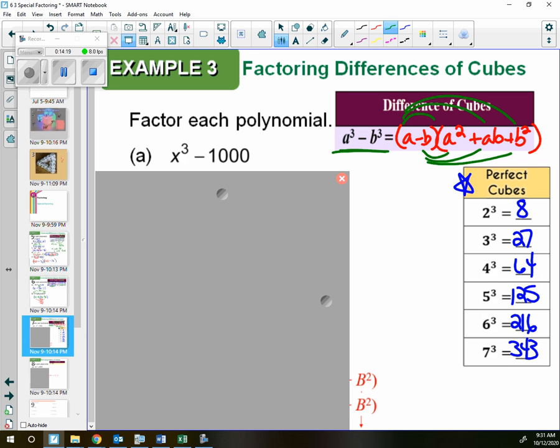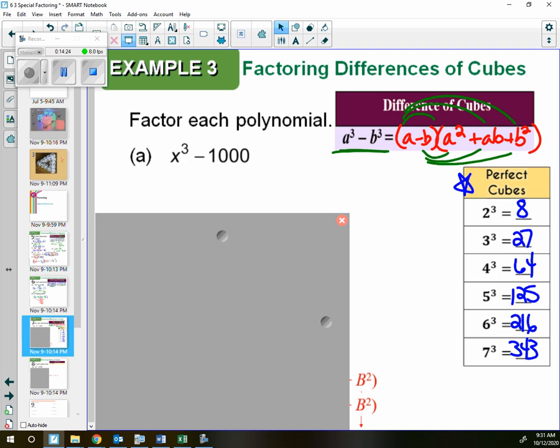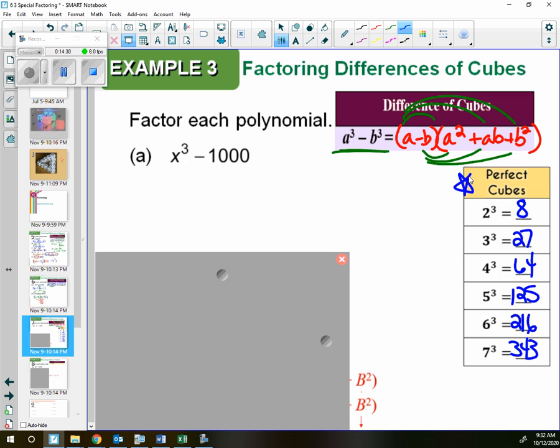We really just need to know what a and b are, and then we're going to be able to just fill in what that looks like. And we can check our answer anytime because we can just multiply it out and see if we have the right thing. So the key is figuring out what's being cubed. All right, so let's take a look at letter A.